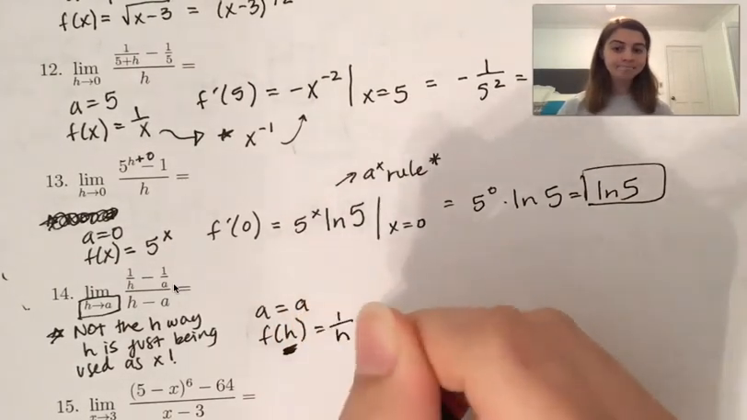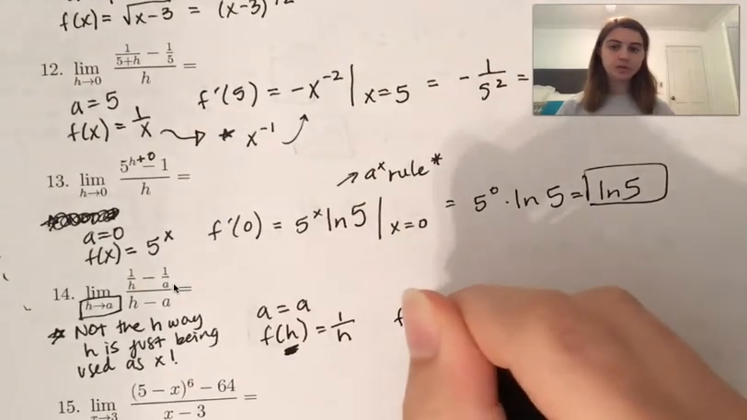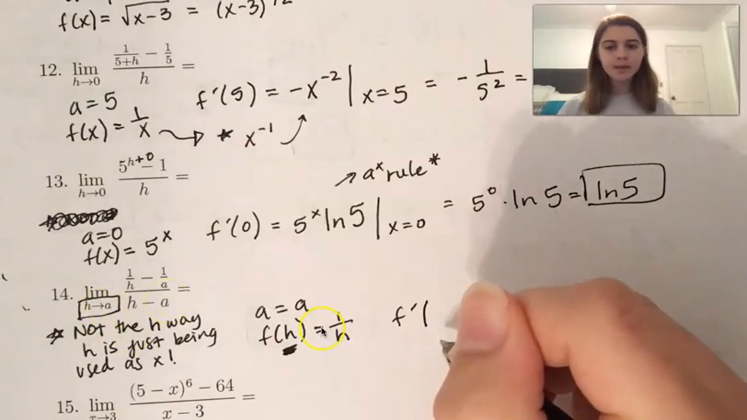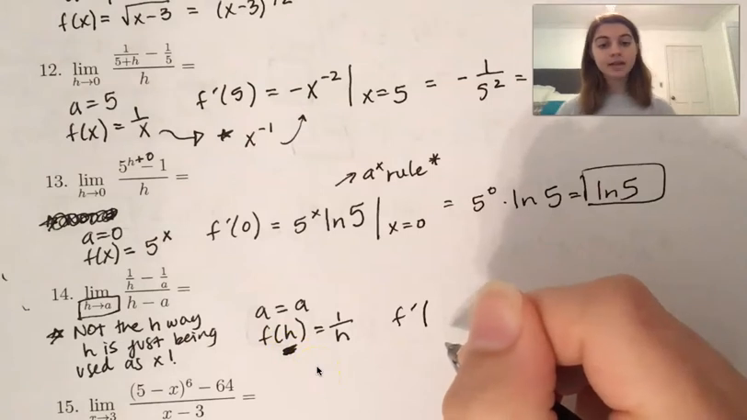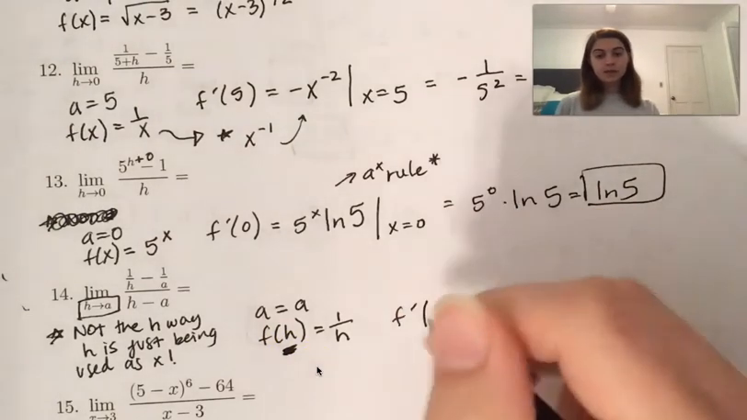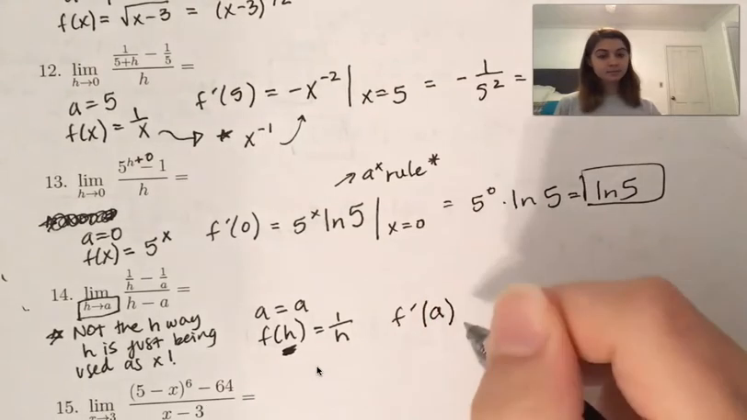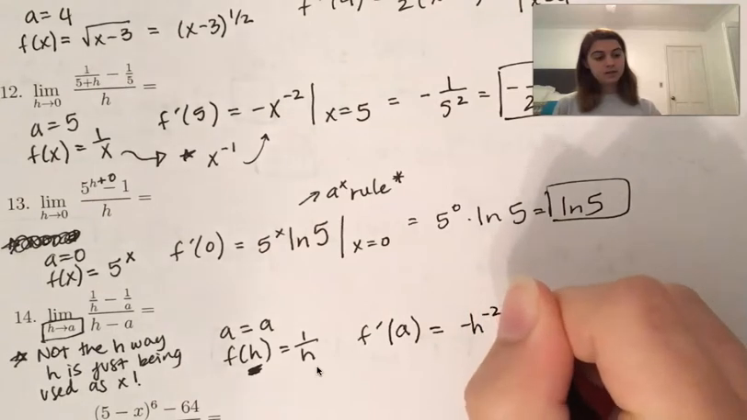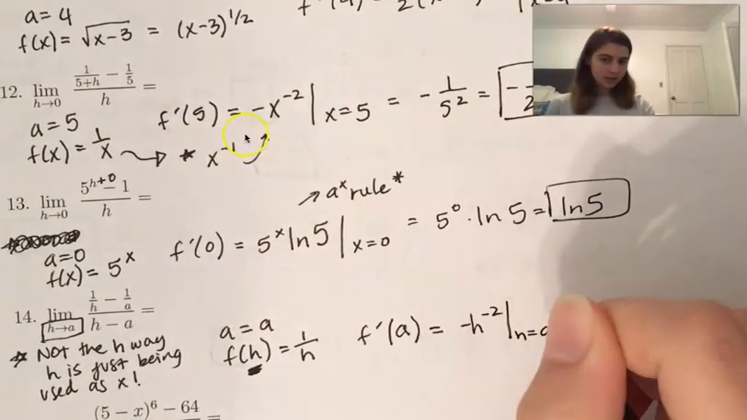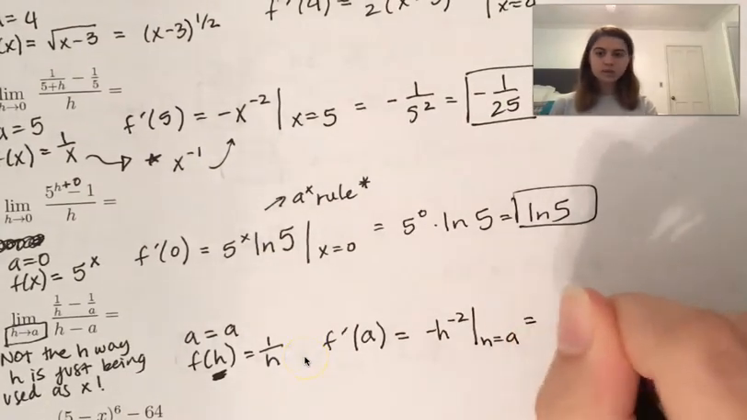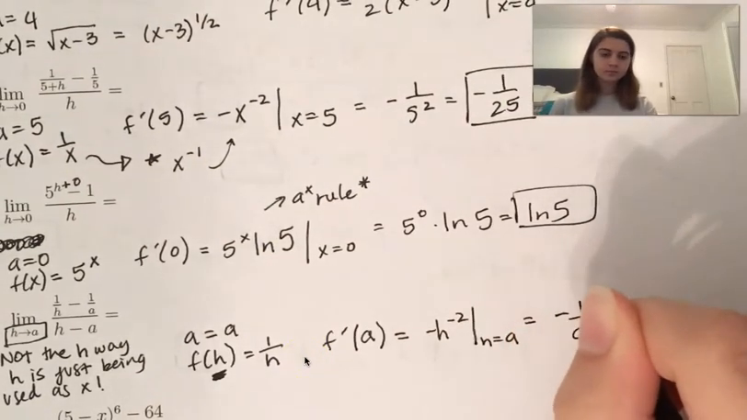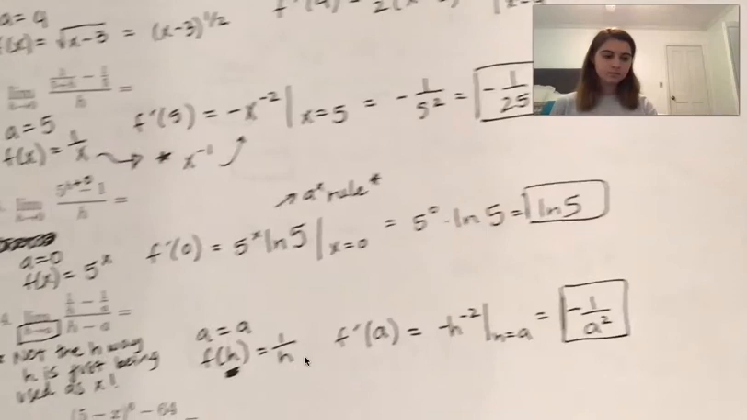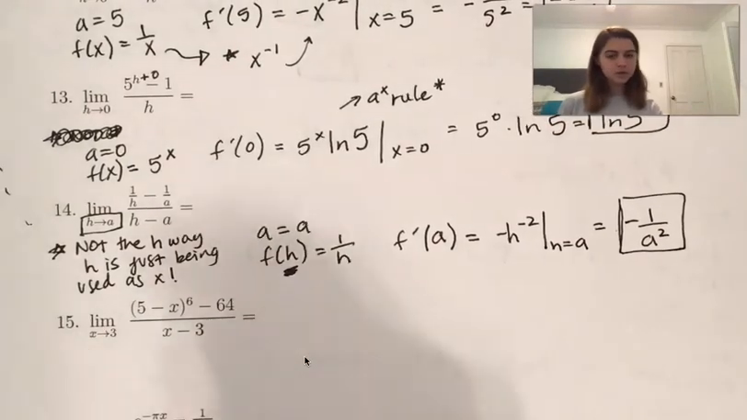So a is just a, and because there was no number, they just left it as a, which you can tell because it's here and here. And then we're using h, so f of h is 1 over h, and then f prime of a. And that's negative h to the negative 2, because again, like we did up here, it's just h to the negative 1. There you go. That was a tricky one.